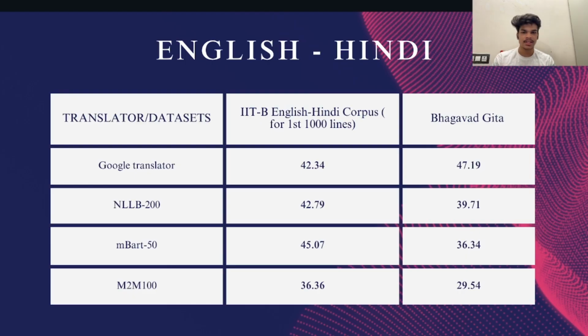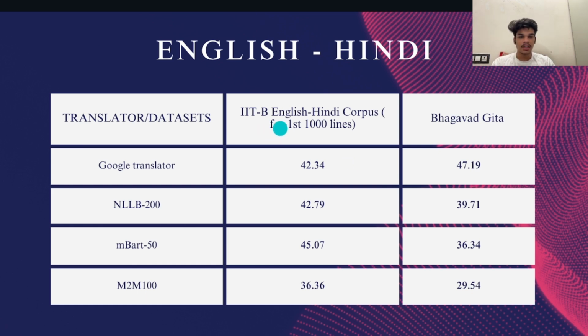Now let's go on to the results of our translation models. We have experimented with various models like Google Translate, then Facebook NLLB, then MBART 50 and M2M100, and we have evaluated on two datasets: the IIT Bombay English to Hindi dataset and the Bhagavad Gita dataset. In the Bhagavad Gita dataset, we have all the shlokas from English to Hindi and Hindi to English. For Google Translate, the IIT Bombay dataset result is 42.34, and for Bhagavad Gita it is 47.19.